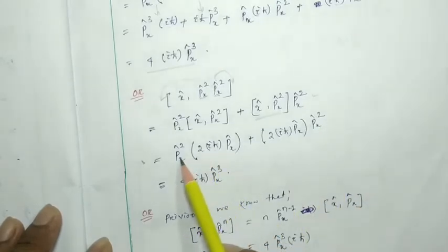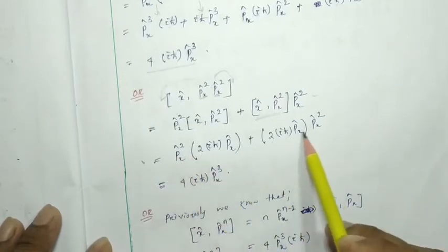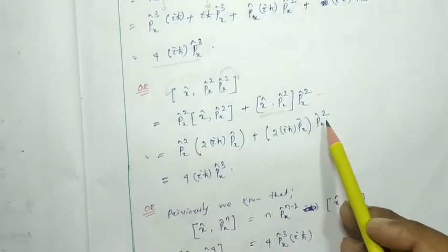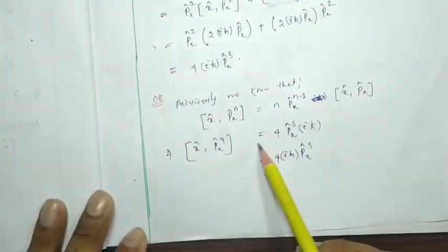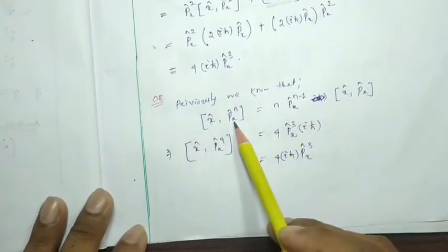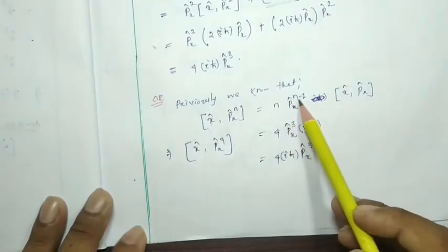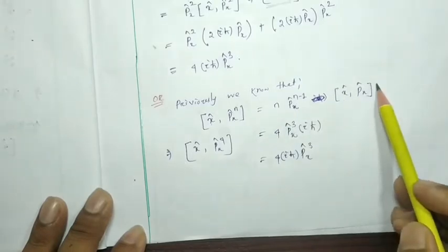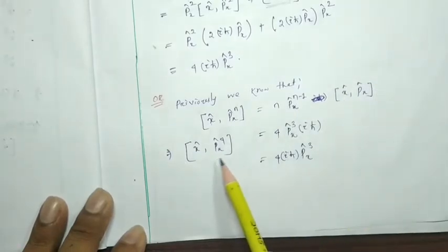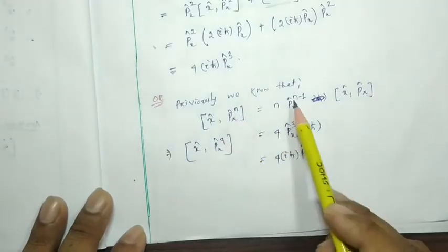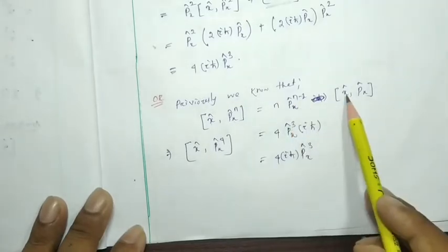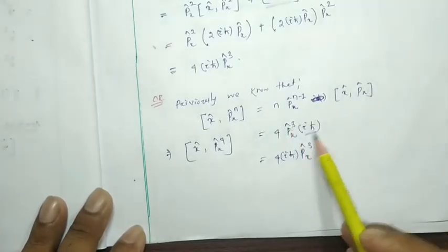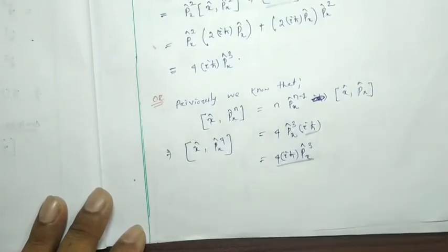So here this is the constant, so it will be 2 cross p_x cap cubed. Also this is 2 cross p_x cap cubed, and we found 4 cross p_x cap cubed. We can also use this formula: x cap p_x cap to the power n is nothing but n p_x cap to the power n minus 1 times x cap p_x cap. So here n is nothing but 4, so it will be 4 p_x cap to the power n minus 1, that is 3, and the x cap p_x cap commutation is i h cross.